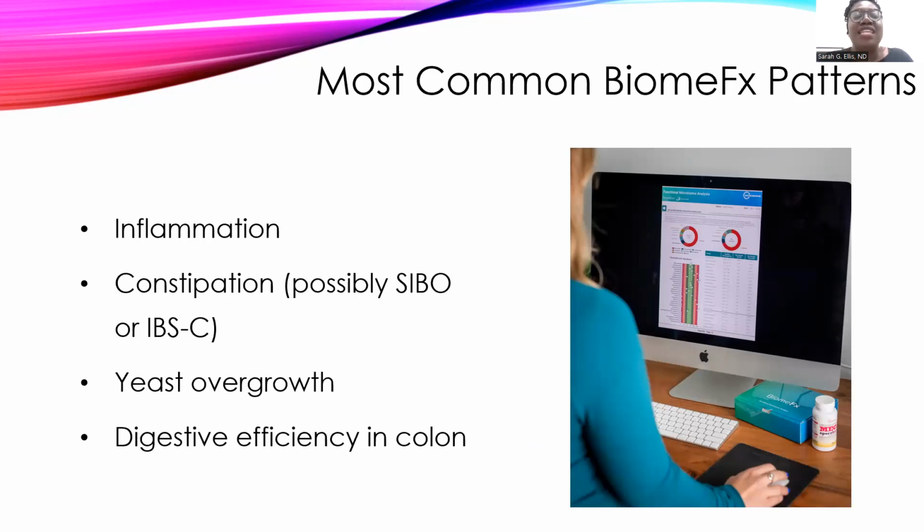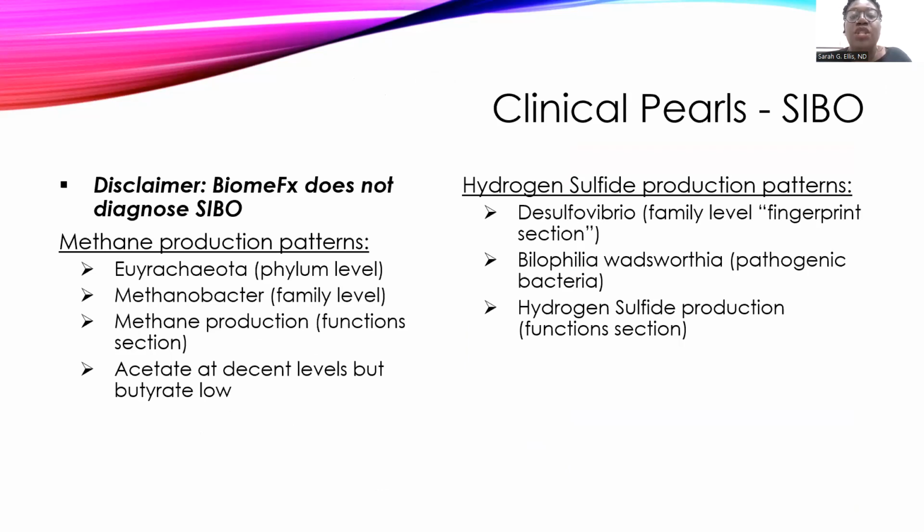All right, so now I wanted to transition into talking about some of the most common BiomeFx patterns that we see. We see patterns that are associated with inflammation, constipation, so possibly SIBO or irritable bowel syndrome with constipation, a yeast overgrowth, and even digestive efficiency in the colon. So let's talk about SIBO and what the patterns would look like with the BiomeFx test. As a disclaimer, BiomeFx does not diagnose SIBO, but here are some common patterns.